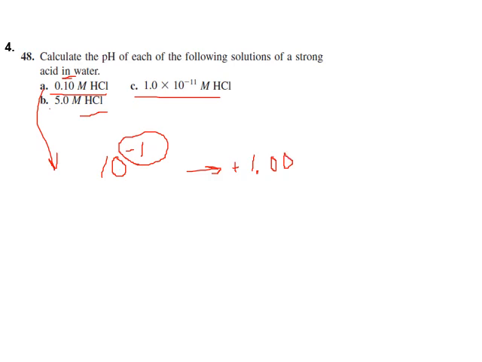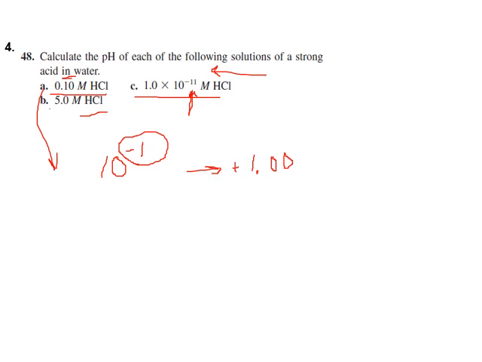For C, we can just look at this and see that this is a strong acid, but it's present in a lower quantity here than the water itself has. The water has more H plus than the HCl does, because the water has 10 to the minus 7th. So we use the water's instead.